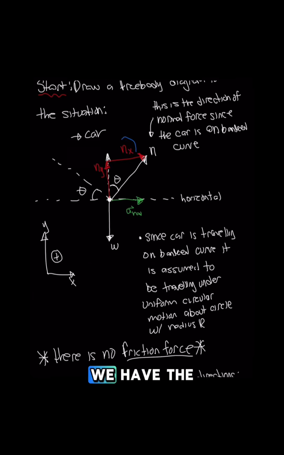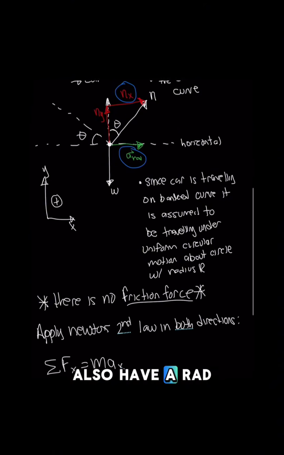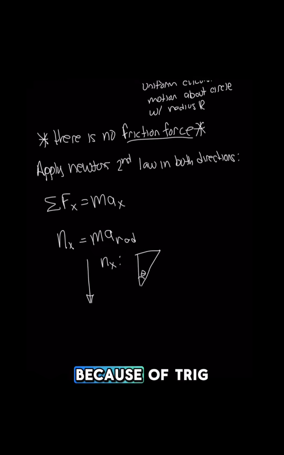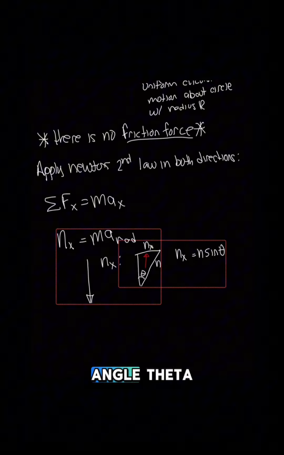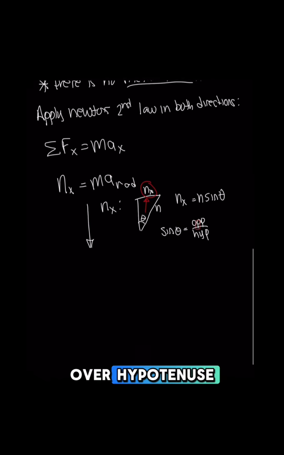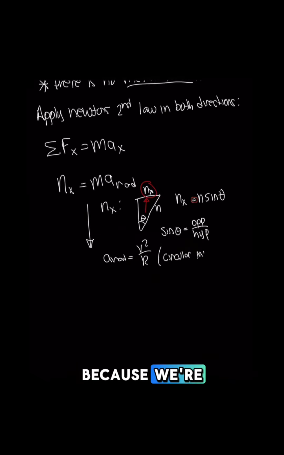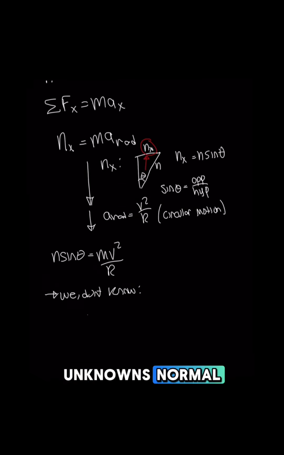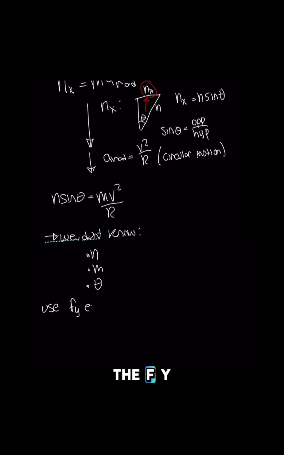Starting with the x direction, we have the normal in the x, and we also have a_rad, so we can plug these both in. The normal in the x is going to be equal to N sine theta because of trig. It's opposite to the angle theta, and sine theta is equal to opposite over hypotenuse. a_rad is going to be equal to v squared over r because we're under circular motion. Plug those both in to get this here, but we have three unknowns: the normal, the mass, and theta. So we can use the Fy equation here.